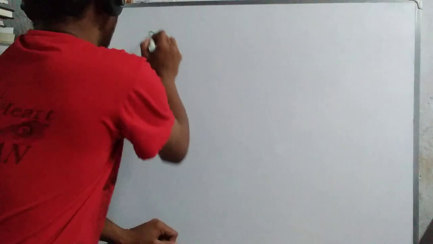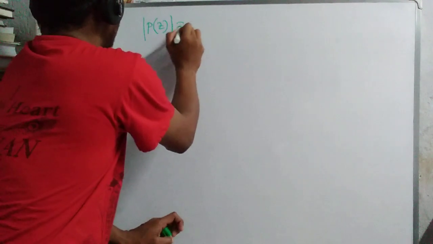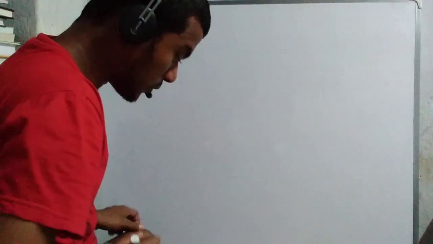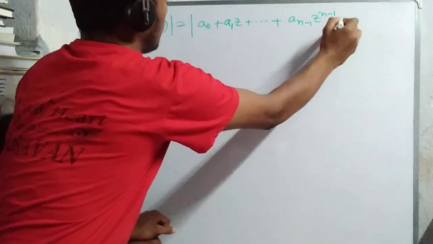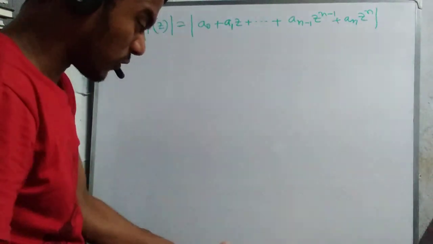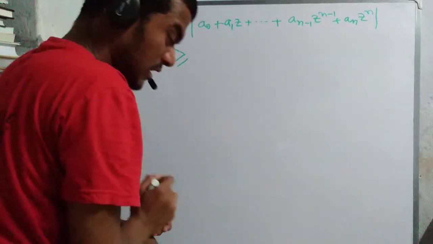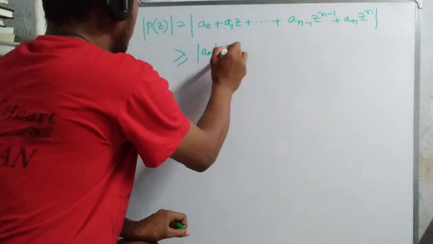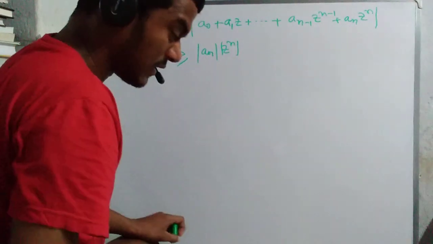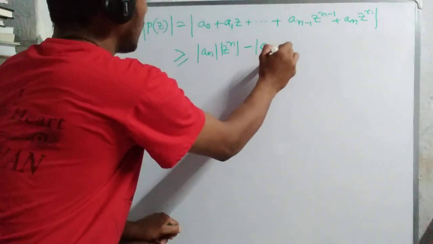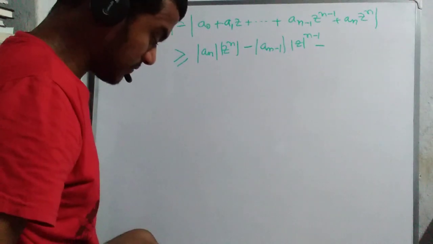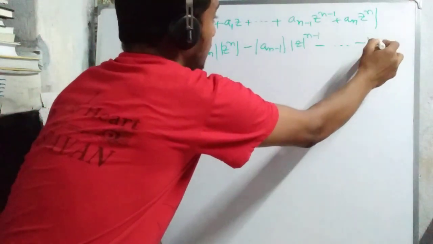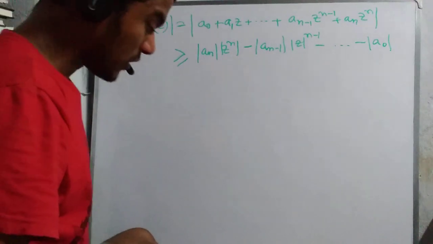We write it now. We have |p(z)| = |a_0 + a_1 z + ... + a_{n-1} z^{n-1} + a_n z^n|, and this is greater than or equal to |a_n||z|^n minus |a_{n-1}||z|^{n-1} minus ... minus |a_0|. Not a problem at all.